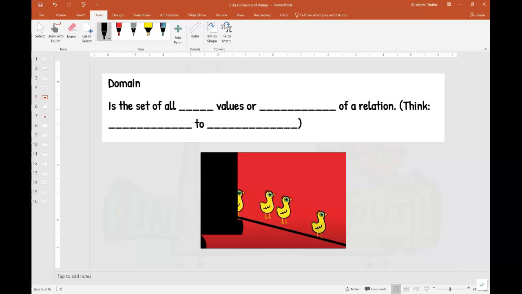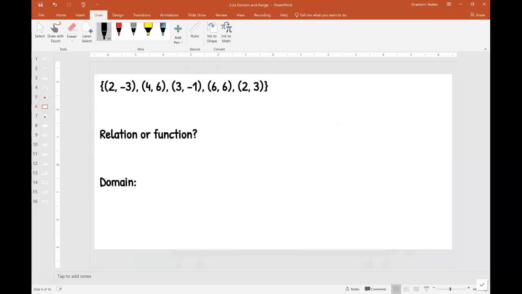So domain is the set of all x values or inputs of a relation, and you're going to think of this as left to right, because that's our x-axis on a graph, right? This is our x-axis. It's left to right. So here, my domain is going to be all my x values. So first, let's see if this is a relation or a function.